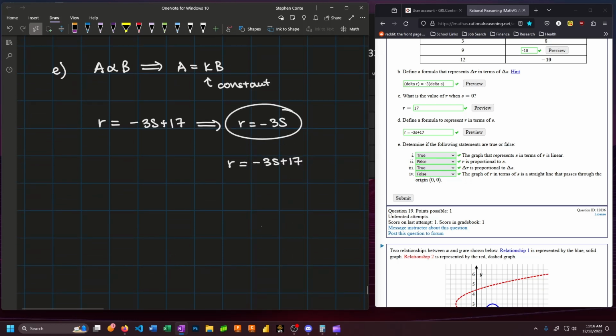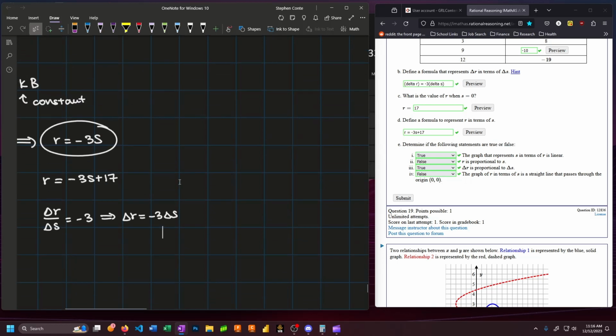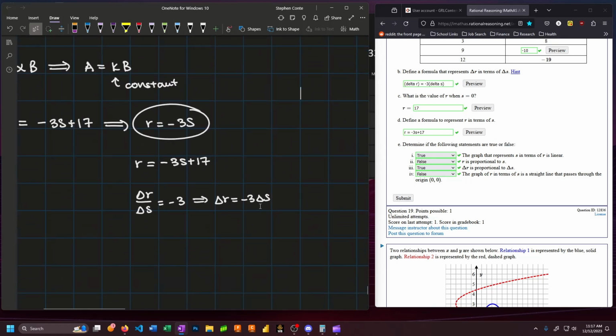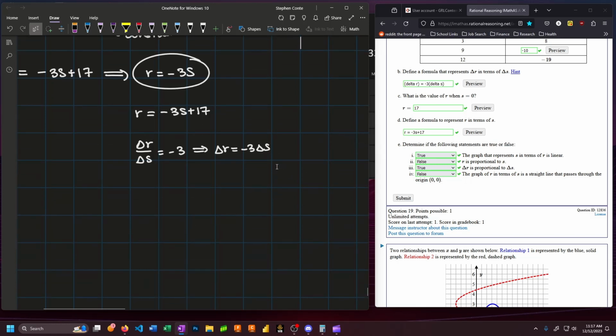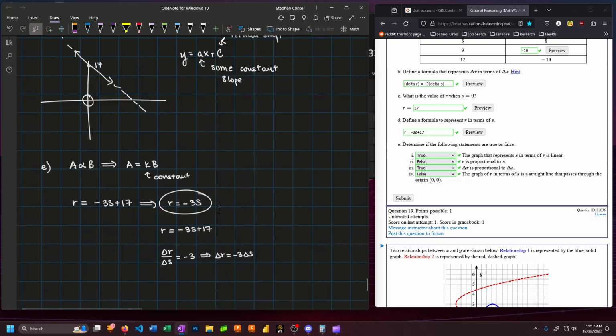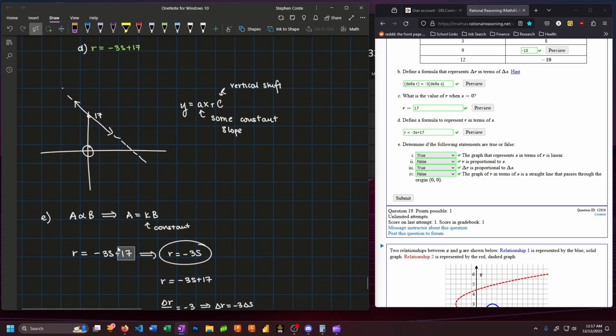Delta R to delta S is proportional, right? Because we have delta R over delta S equals negative 3, which implies that delta R is equal to negative 3 delta S. We do have that format of A is equal to KB, where A is delta R, K is negative 3, and B is delta S. Okay, and then I explained why the function can't go through the origin, just based on the fact that we have our y-intercept at 0, 17.